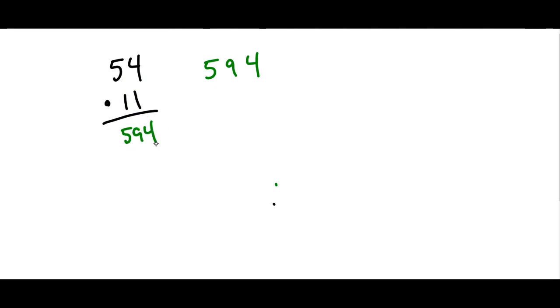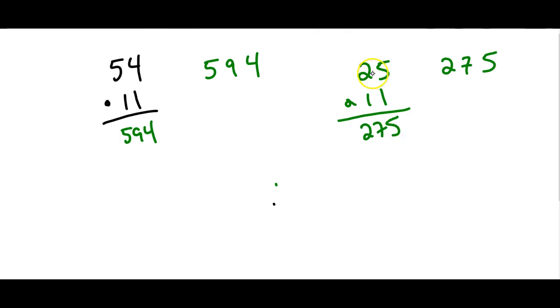And let's do another one. Let's say we've got 25 times 11. Once again, rewrite 25 with some space in between. 2 plus 5 is 7. Put the 7 in the middle, and you get 25 times 11 is 275.